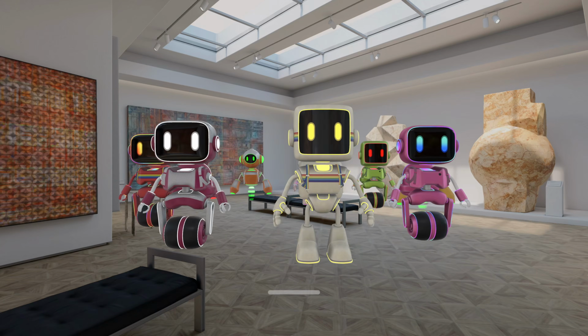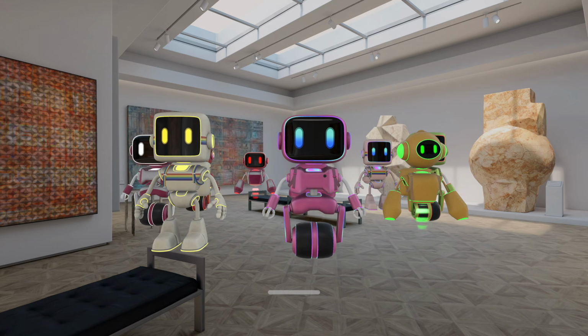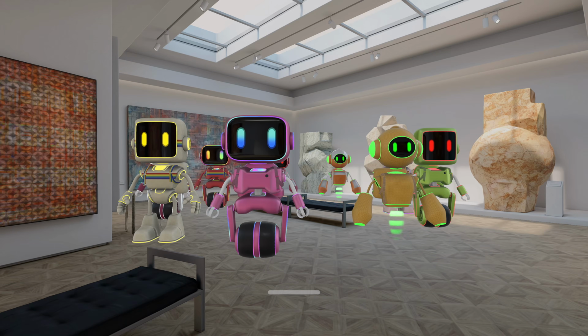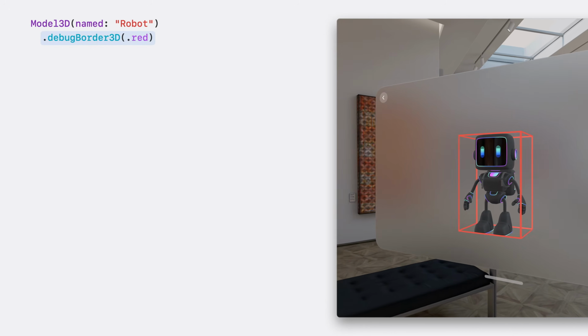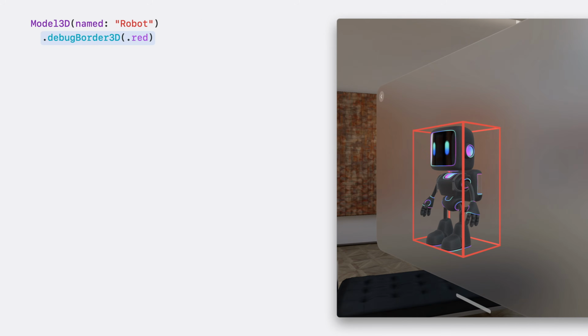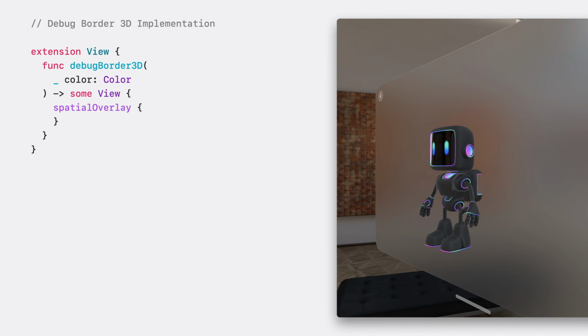I think our robot carousel is looking great, and it's easy to make even better with all the existing composable SwiftUI APIs. Let's recap everything we've learned by implementing the debugBorder3D modifier. Here's the modifier I showed earlier, applied to a Model3D. I define a debugBorder3D method as an extension on View. I apply a spatial overlay to the modified content, so we render the border in the same 3D space as the view it's applied to.